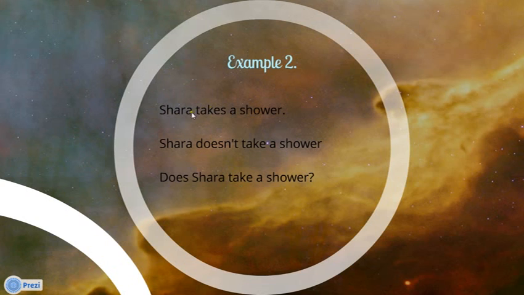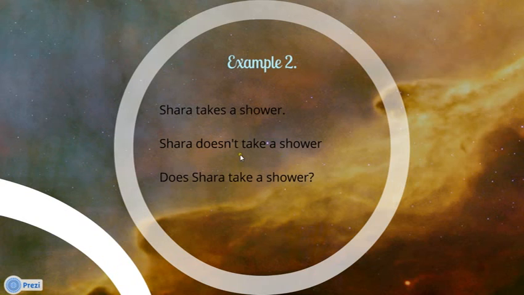Example 2 with the third person form. Shara takes a shower. You can see here that we are using Shara. This is the third person pronoun because it refers to the pronoun she. So for that reason we add the letter S because the last letter of the verb is the letter E, and the rule says that if the end of the verb is a consonant or a vowel, you add the letter S. Shara takes a shower. Shara doesn't take a shower.